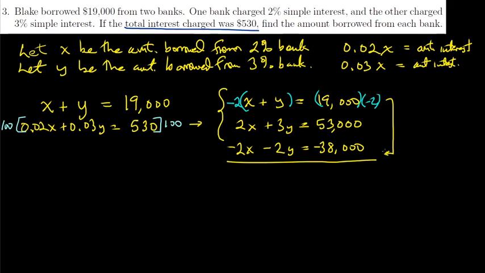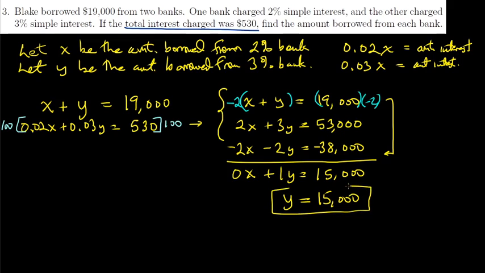Now if I add that to the second equation, notice this is the second equation, this is the first equation, so they're backwards, but it doesn't matter. When you add them up, you get 0x plus 1y equals, I want to say 15,000. 53 minus 38, yep, 15,000. We can divide by 1, but that's still just y equals 15,000.